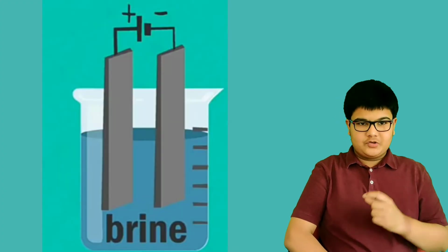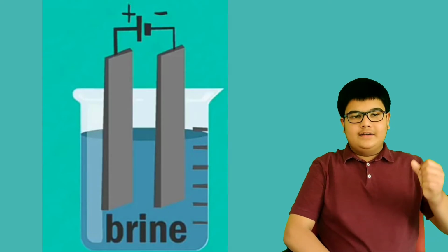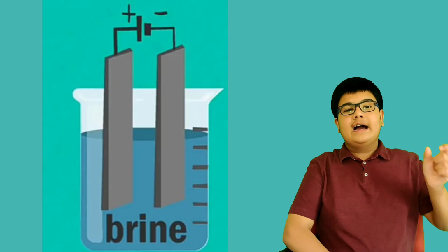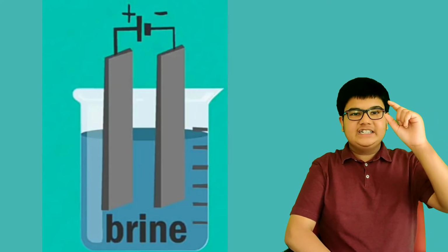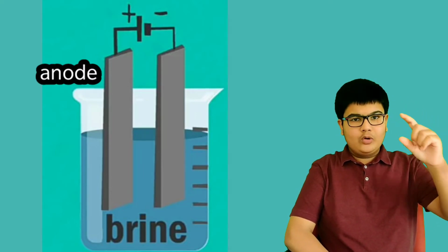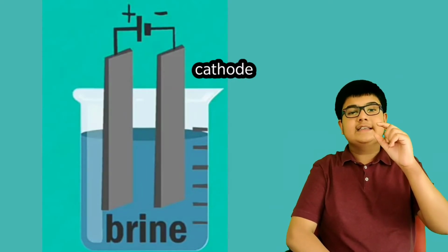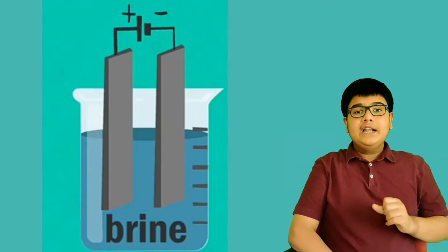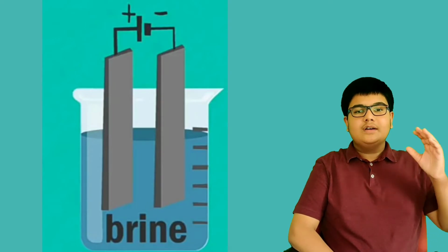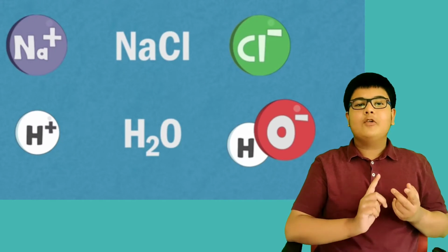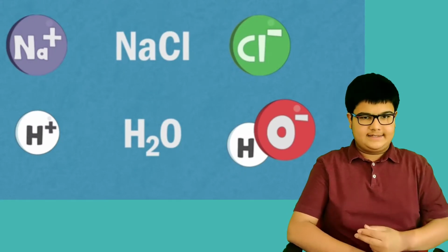Now electricity is passed through this brine solution, and we take two carbon rods which are known as electrodes. The carbon rod connected to the positive terminal of the battery is known as the anode, and the carbon rod connected to the negative terminal of the battery is known as the cathode. Now when electricity is passed through the solution, both sodium chloride and water will split into their ions.